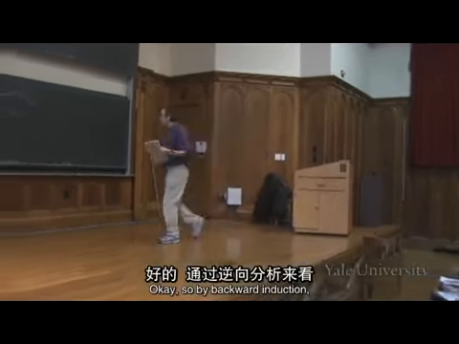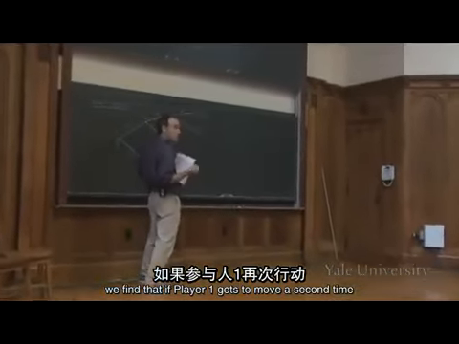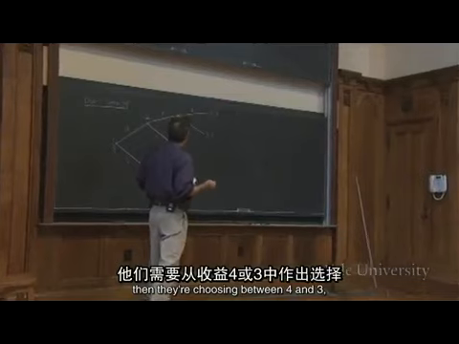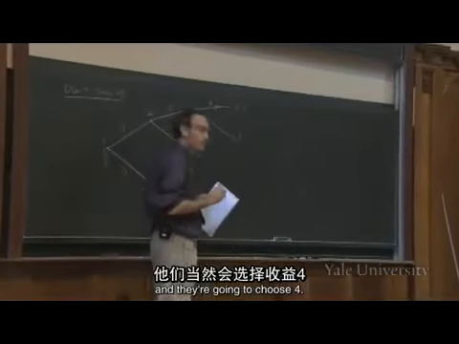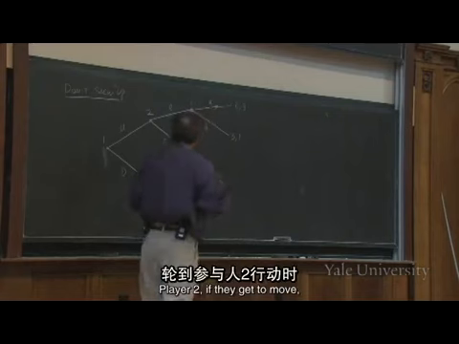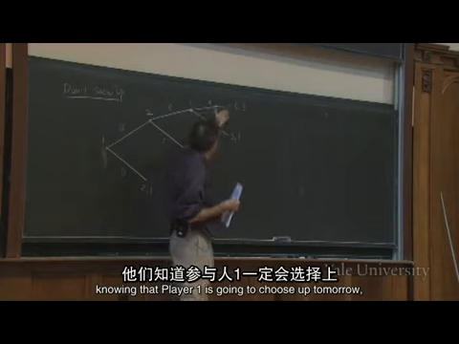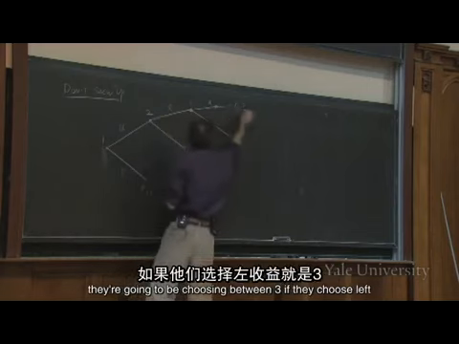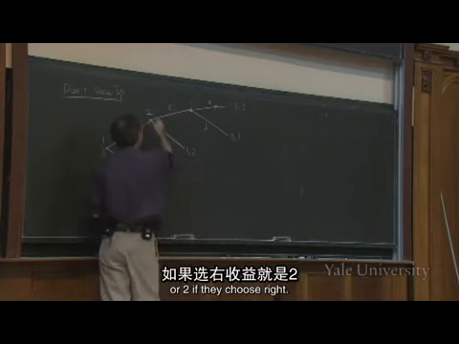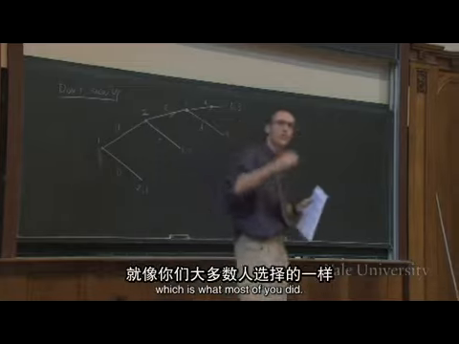Okay, so by backward induction, we find that if player 1 gets to move a second time, then they're choosing between 4 and 3, and they're going to choose 4. All right? And player 2, if they get to move, knowing that player 1 is going to choose up tomorrow, they're going to be choosing between 3 if they choose left, or 2 if they choose right. So they're going to stay on the game and choose left, which is what most of you did.